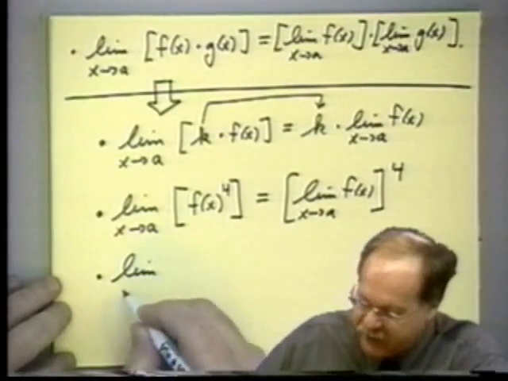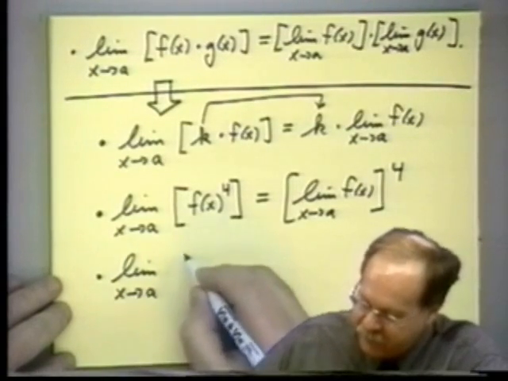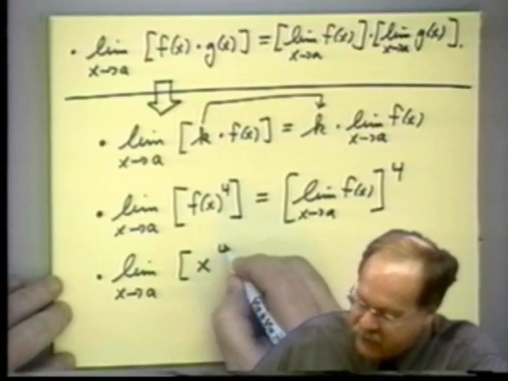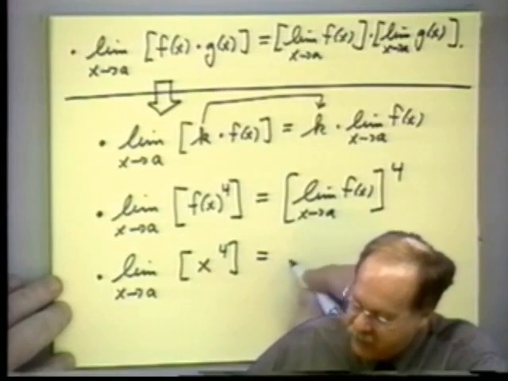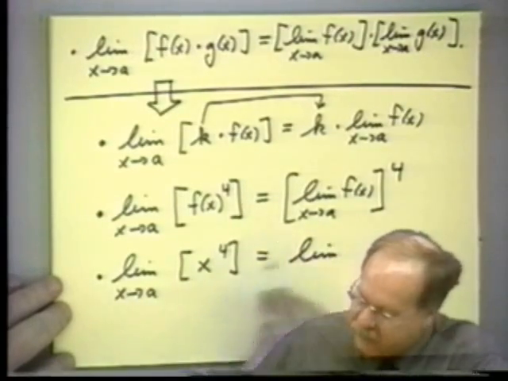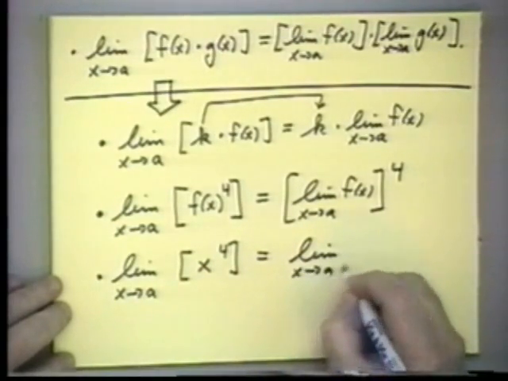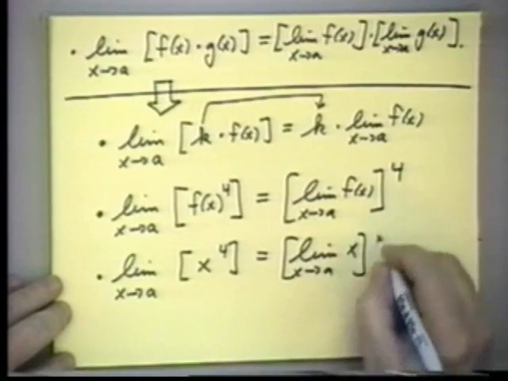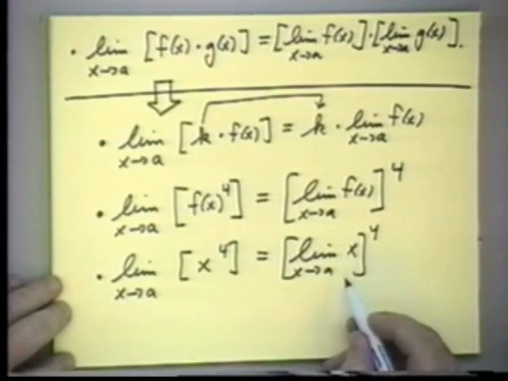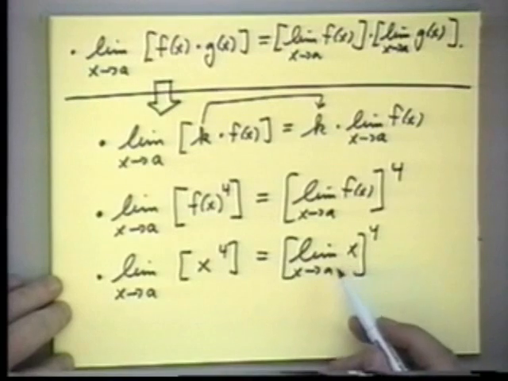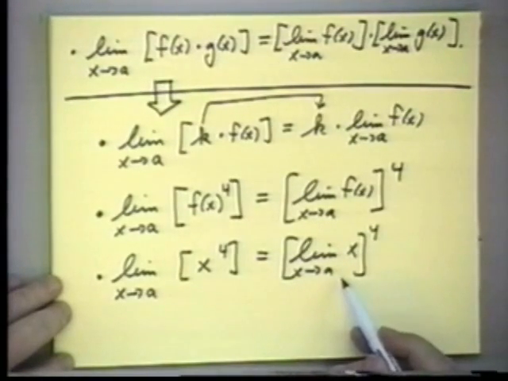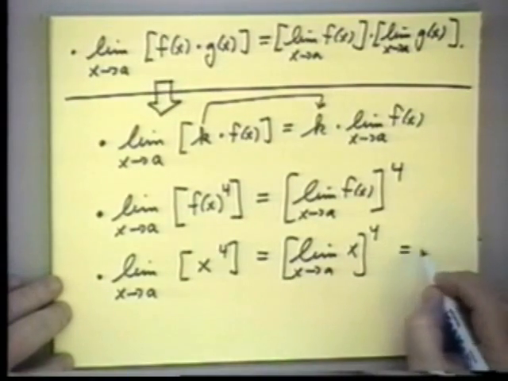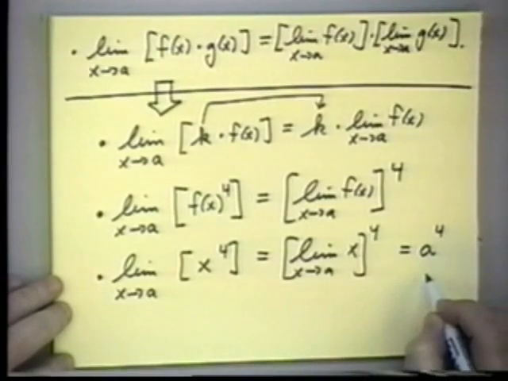Finally, if we take an even more special case of that, if we take the function to be x to the fourth, then this reads the limit of x to the fourth becomes the limit as x approaches a of x, to the fourth power, and we can go further here because this is one of the basic limits, and the limit of x as x approaches a is a. So this is a to the fourth power.